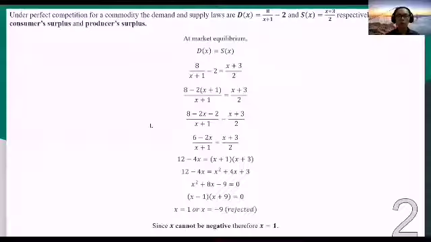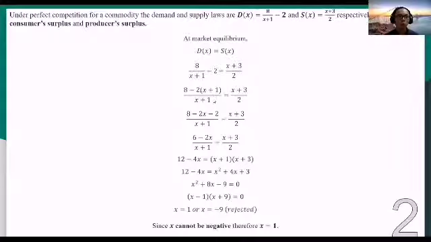Thank you. Okay, for question 2, the question said that under perfect competition for a commodity, the demand and the supply laws are D(x) equal to 8 over x plus 1 minus 2 and S(x) equal to x plus 3 over 2 respectively. So we need to find the consumer surplus and the producer surplus. So at the market equilibrium, or under the perfect competition, D(x) equal to S(x). So we put the functions of D(x) and S(x) inside, and then we get 8 over x plus 1 minus 2 equal to x plus 3 over 2.